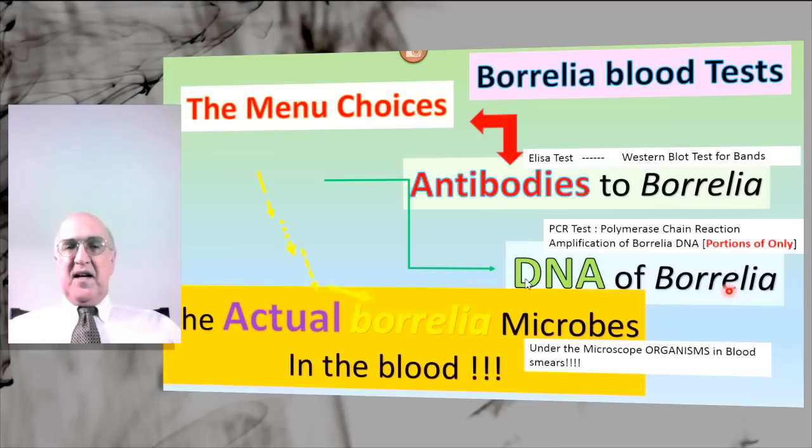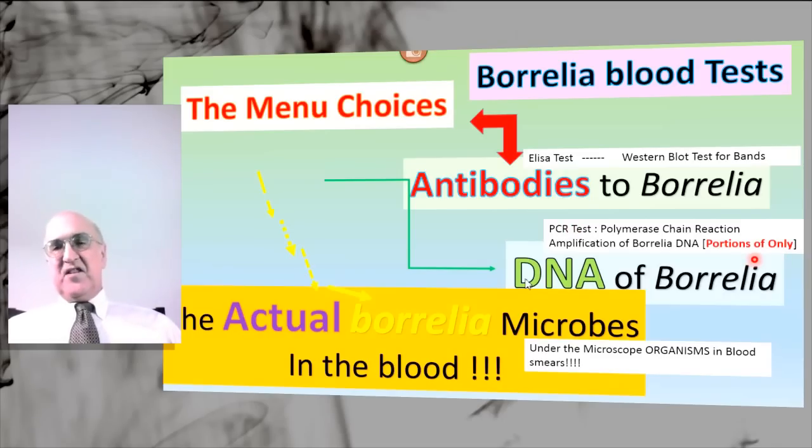So we have now 2 of the menu choices covered. We have the antibody part, which is ELISA and Western blot. And now we have the second, more technical type of testing, which is the PCR test, looking for evidence of DNA or RNA of the Borrelia, and hoping to amplify that, but they can only amplify portions of it. And any one PCR test will not amplify all of the possible portions.